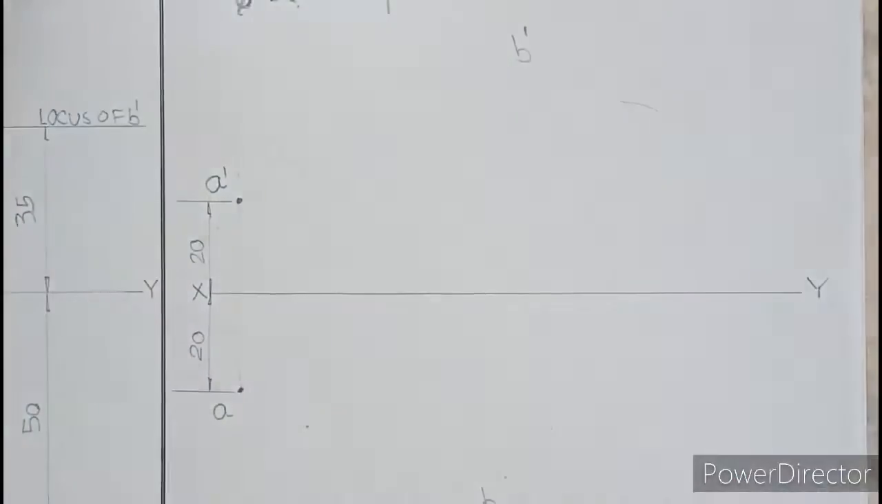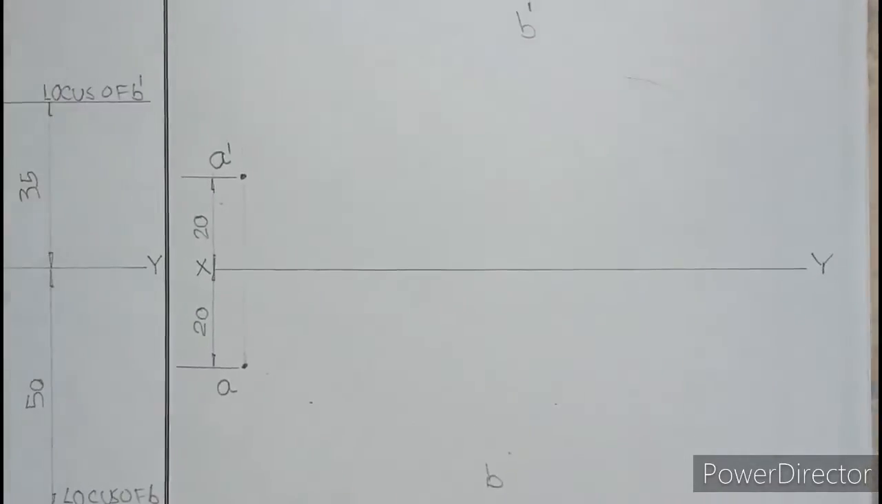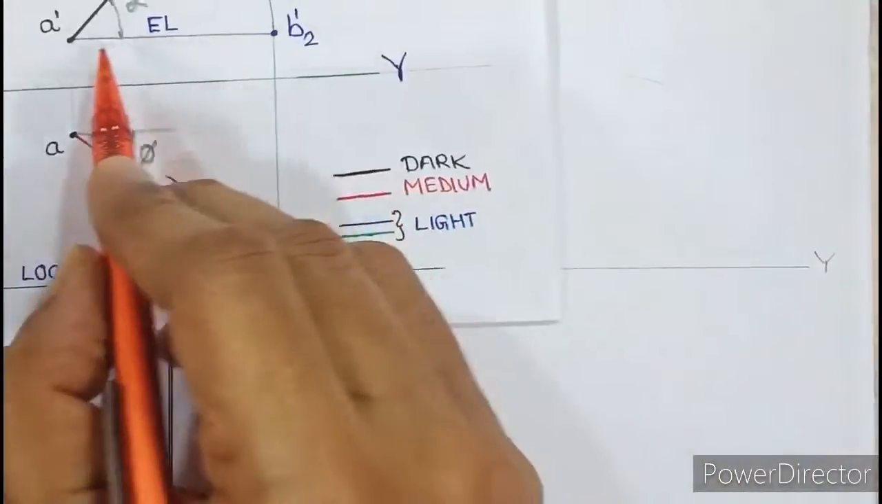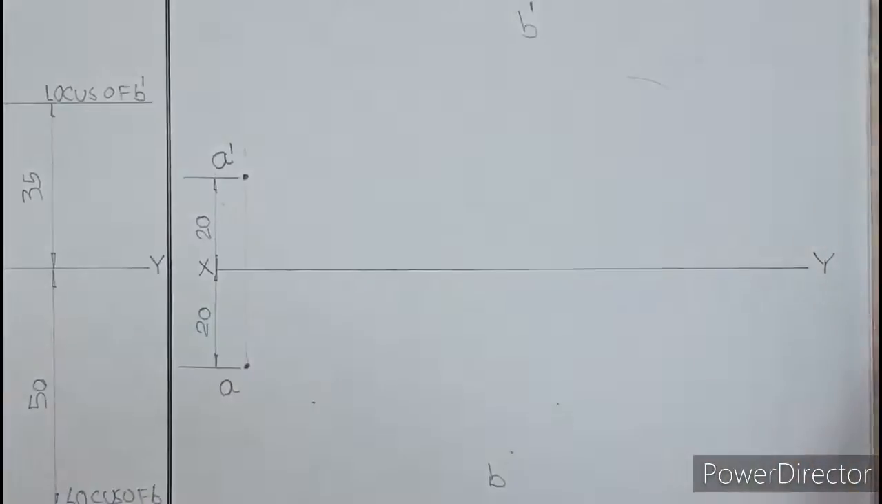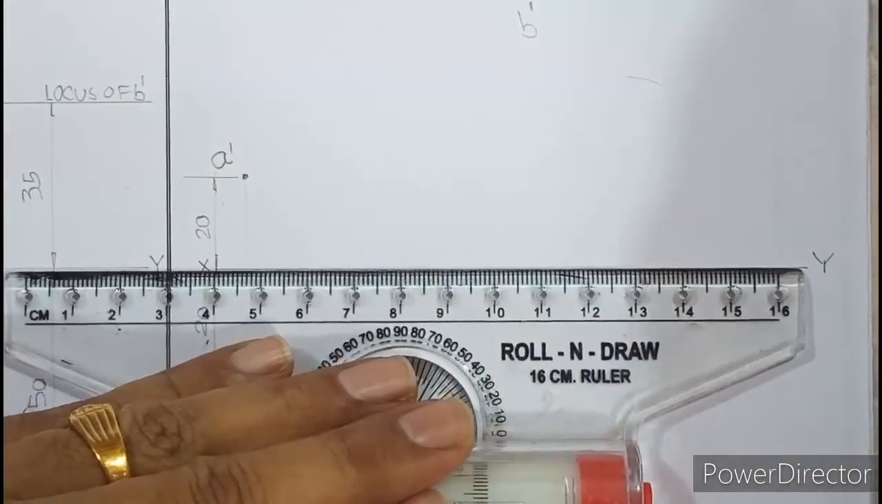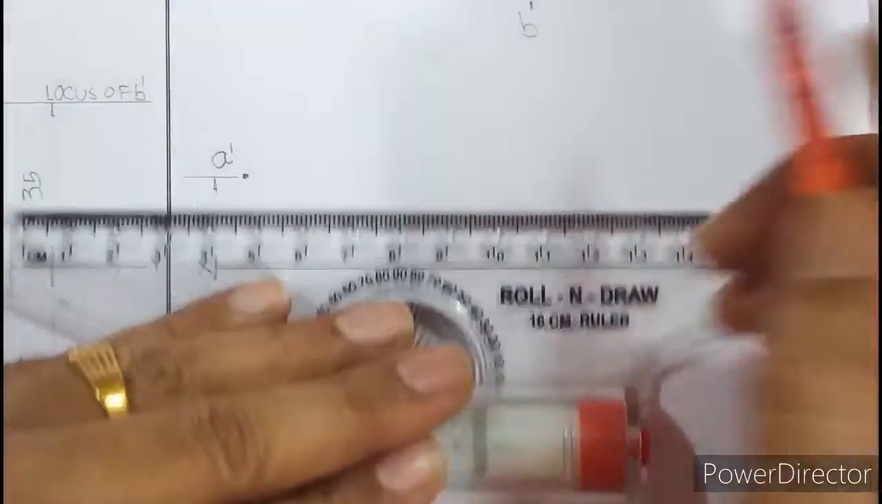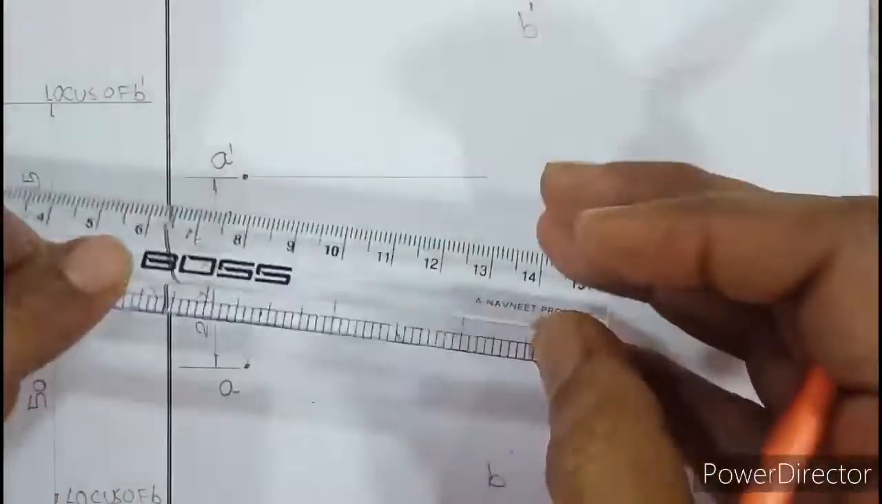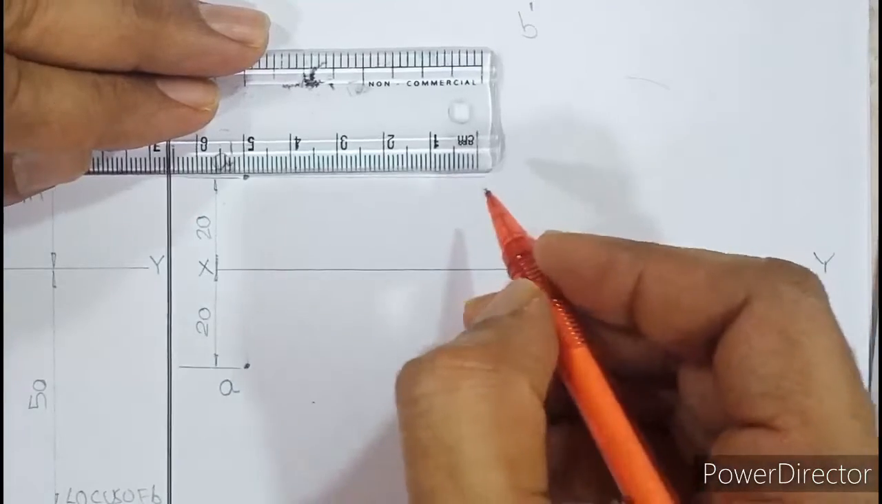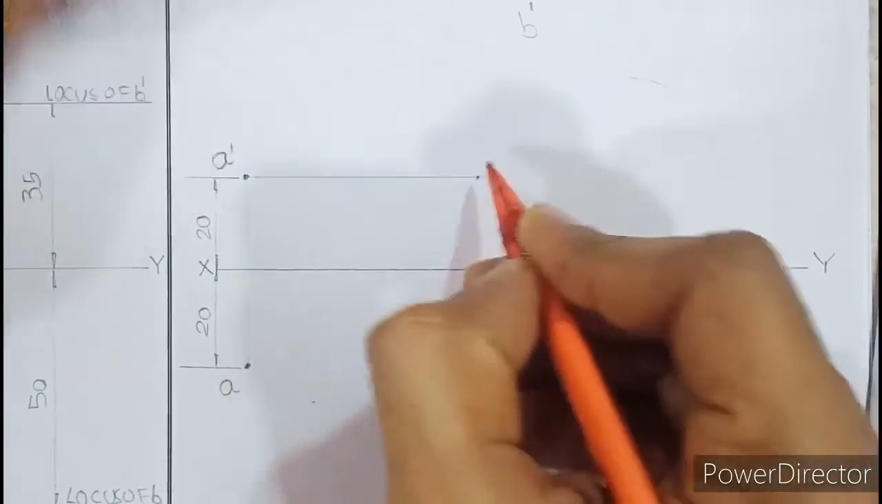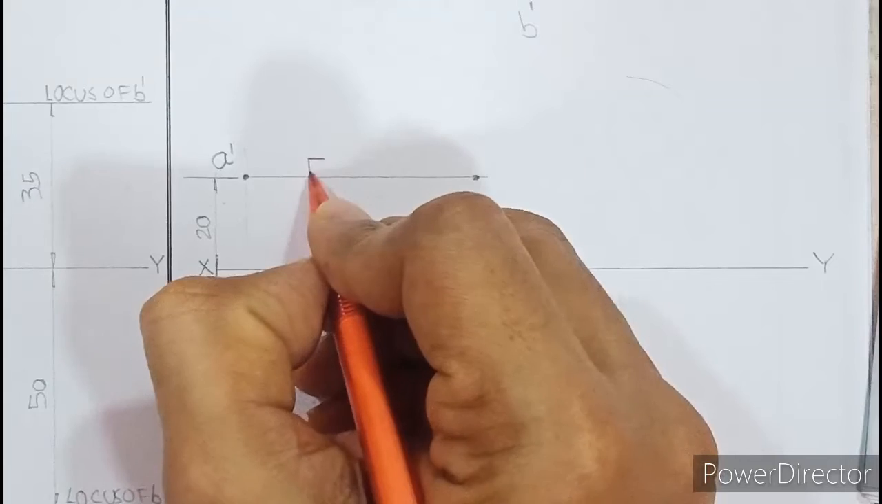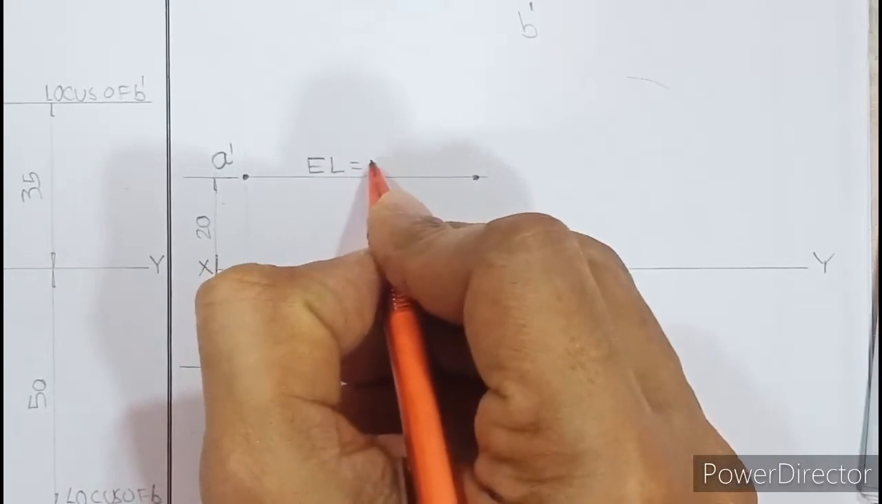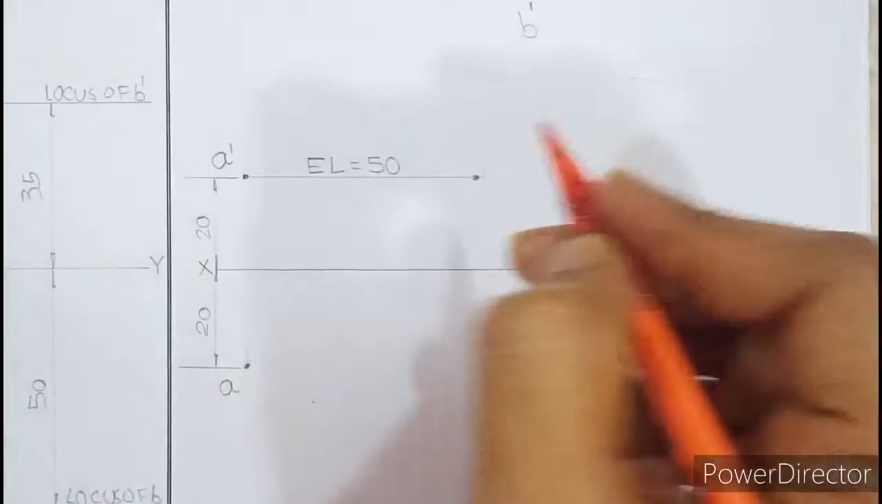So let us take any one of them. I will take elevation length. So elevation length says from A dash you can draw a horizontal line. I'll align the roller scale with XY, and from A dash I will draw a light horizontal line, and we are supposed to mark 50 on it. So let us mark 50. Here I'll mark 50, and don't forget to write EL equal to 50 on this. If you show proper dimension, it will interfere with the diagram. So EL equal to 50 is sufficient.